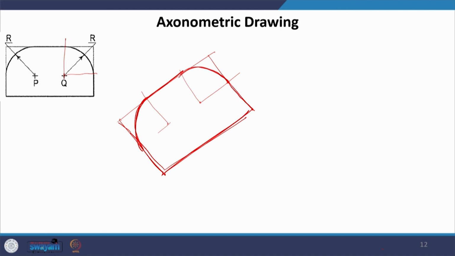Thank you very much for joining with me today in this lecture. In the next lecture, in fact, in the remaining lectures, we will start going over the 3D objects and how to draw them in axonometric.